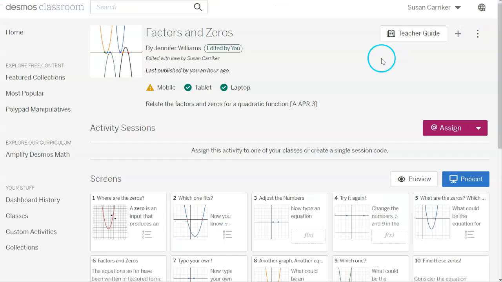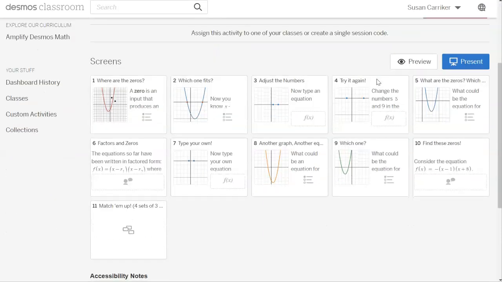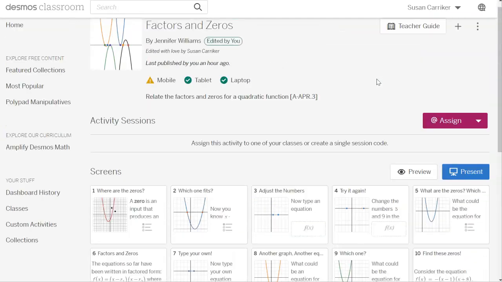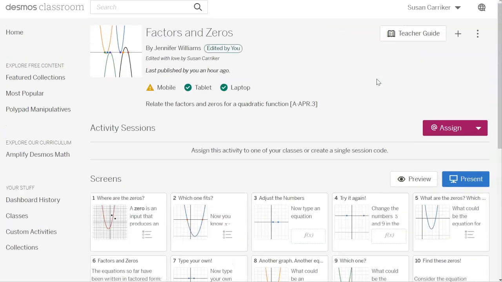So our Desmos activity today is going to help students relate the factors of a quadratic equation or quadratic function and the zeros of the function. And so we have a total of 11 slides. The time it takes you to do this will vary depending on your kids, but I would say most kids are going to go through this one pretty quickly. And we'll start with our first screen here.